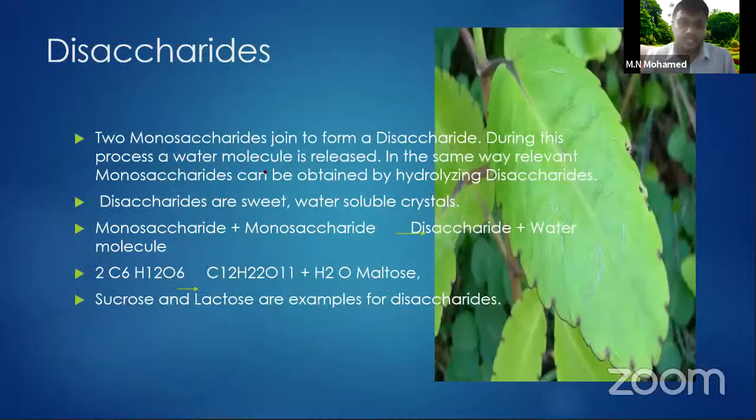Right. Now we will discuss what a disaccharide is. Disaccharides are formed from monosaccharides, and monosaccharides can be obtained by hydrolyzing disaccharides. Just as monosaccharide plus monosaccharide forms a disaccharide, you can produce monosaccharides from disaccharides. If you don't understand what I am explaining, please text me, then I'll give you the chance on your mic at a certain time. At that time you can ask any question regarding this lesson, right? Okay.